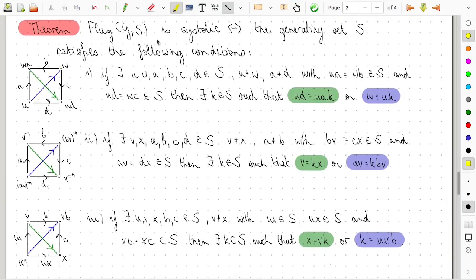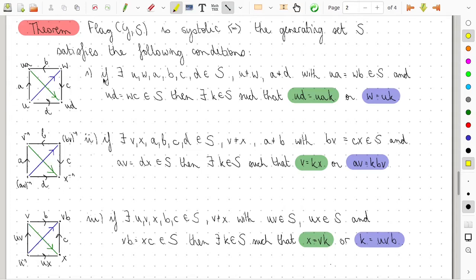The flag complex is systolic if and only if the generating set S satisfies the following 5 conditions. You can only see 3 of the conditions here because the screen is too small, but they are all of the same model. Let's go through them.